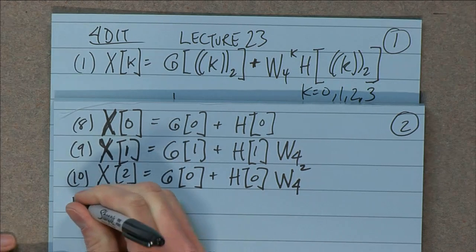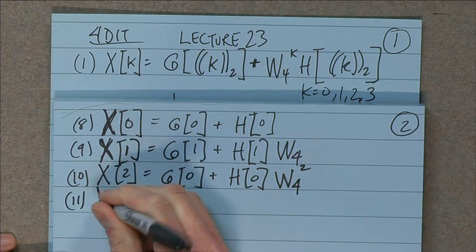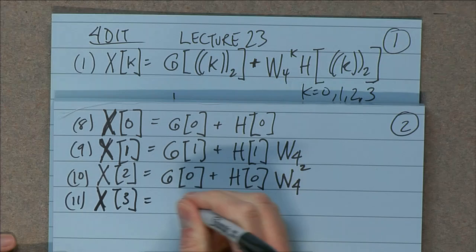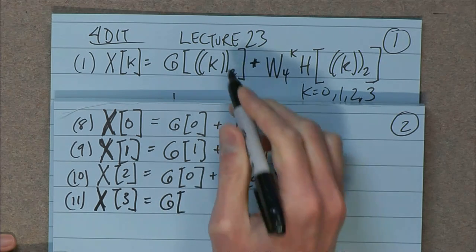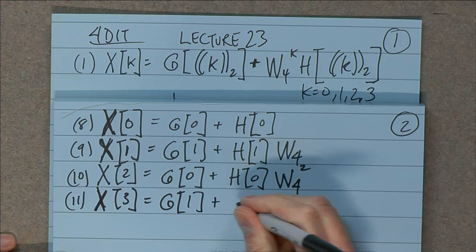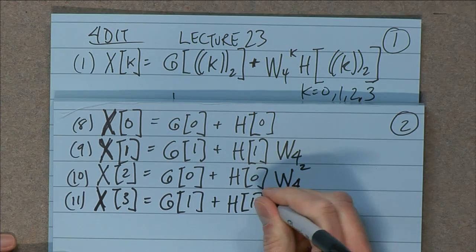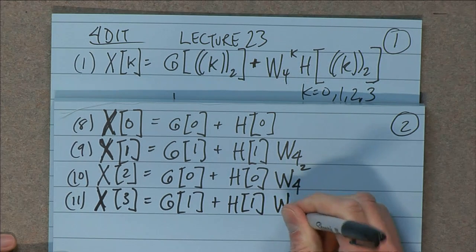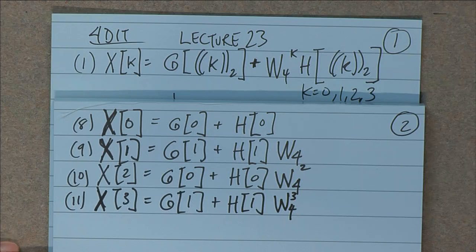And our last output is 3 modulo 2, which is just 1. The same goes for H. We have W4, 3.